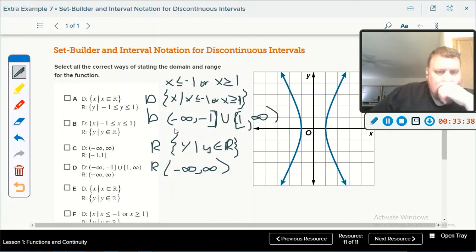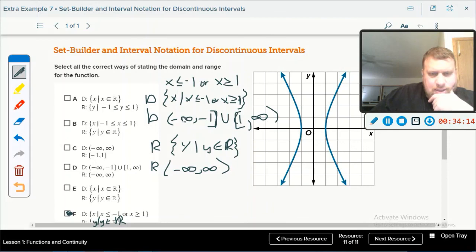So let's look. I'm looking for a domain. x is less than or equal to -1 or greater than or equal to 1. Not that one. Nope, not that one. x is less than or equal to -1 or x is greater than or equal to 1. Boom. Okay, I think it's F right here. And you can almost see it right there, it says y such that y is an element of the real numbers. So this is the one we want, F.